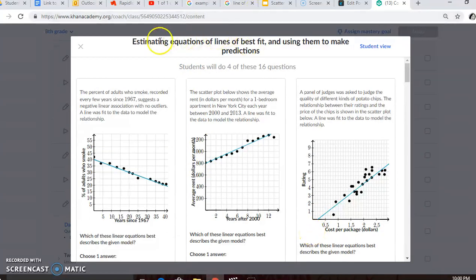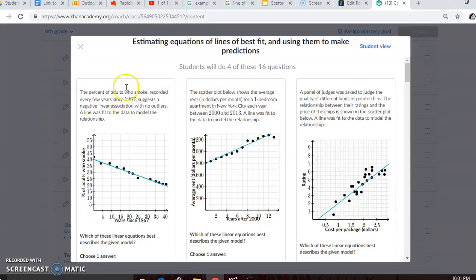After we estimate the equation, we will use that to make predictions. So what is a prediction? It's kind of like a hypothesis. In this case, you get to be pretty technical with it because you take the data and the line of best fit, and then you get to predict something. You get to decide what something might be.